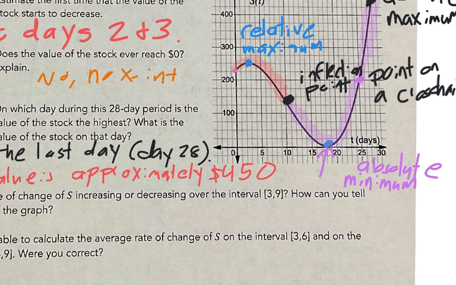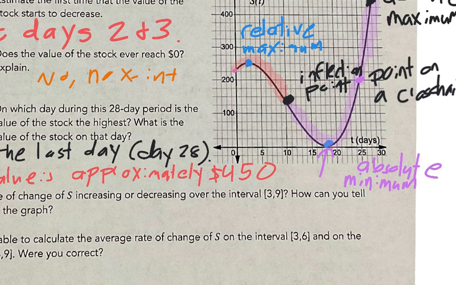Okay, the next question. The rate of change of S is increasing or decreasing on the interval between 3 and 9? And how can you tell on the graph? The rates of change are decreasing. How can you tell? It's going down. What do you mean it's going down? You can't say it's going down. They're going to think you're trying to fight them on the AP test. The slope is going down. The slope of the line. The slopes of tangent lines would be decreasing.